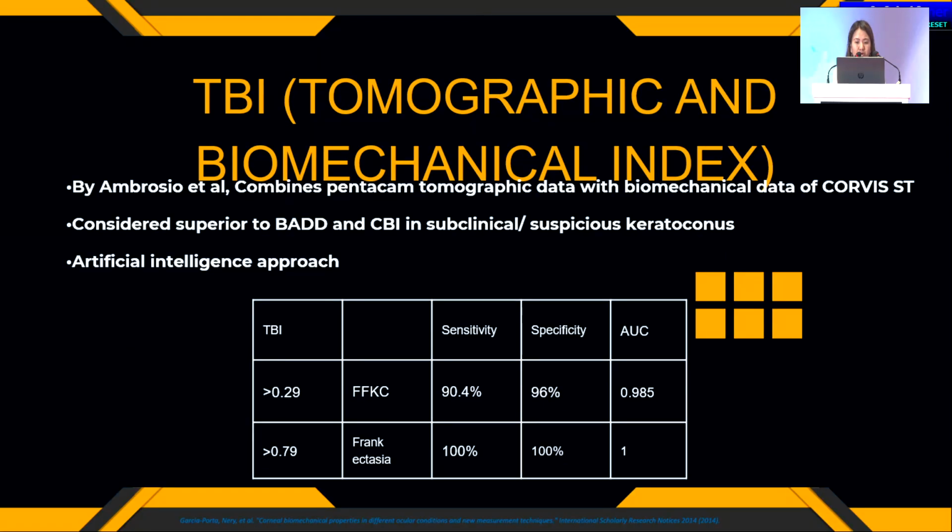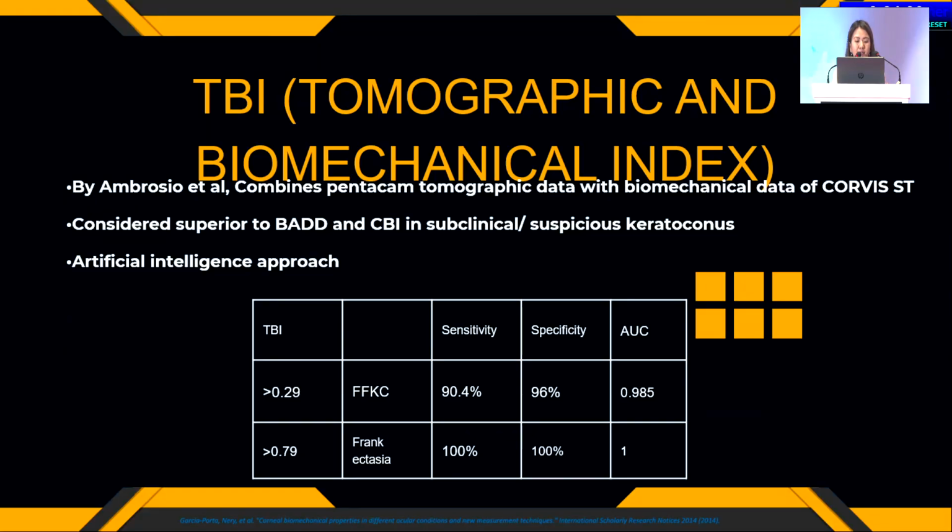So the topographic biomechanical index is another important index of the Corvis. It was described by Ambrosio et al. They compared it to the BAD map, the posterior elevation map of Pentacam, and have shown that this is superior to the BAD map of Pentacam in detecting patients of suspicious keratoconus and subclinical keratoconus. Moreover, they utilized an artificial intelligence approach. Now they have more of a Wixomix, in association with Narayan et al. They have also utilized the artificial intelligence approach, but that's still in the laboratory phase. It's still not applicable in real life scenarios.